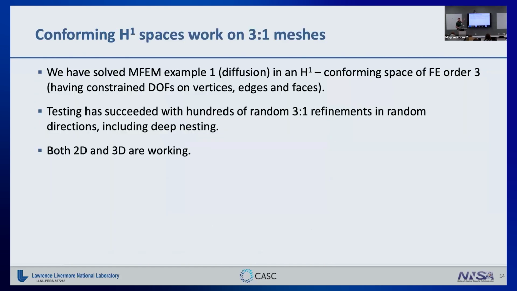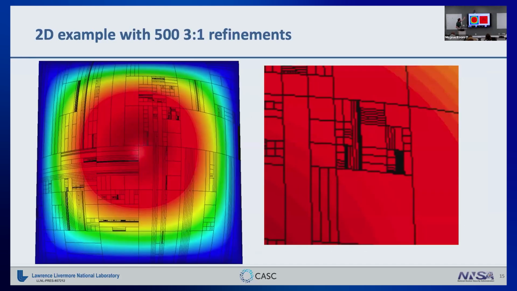So this works for H1 right now in a branch. You can try it if you want to. This is in 3D, and there is a picture here in 2D with a lot of 3 to 1 refinements, a very nasty mesh, I guess. And it works, at least by the eyeball norm. But I think it's more than that, the eyeball norm.